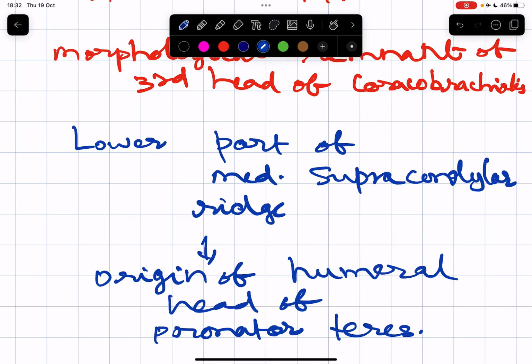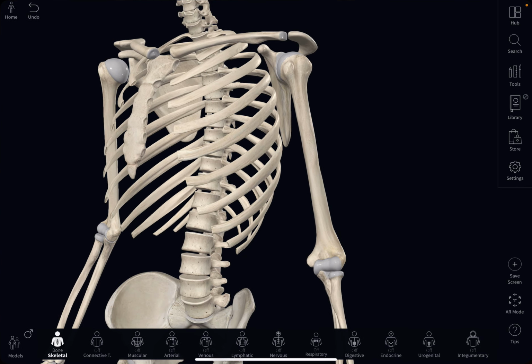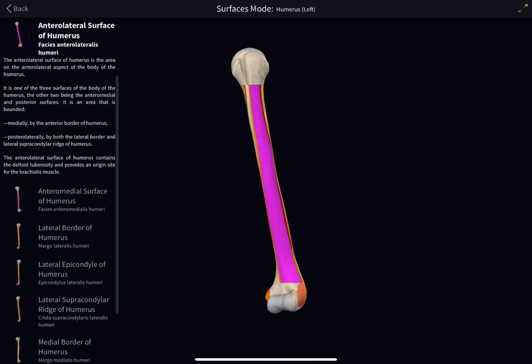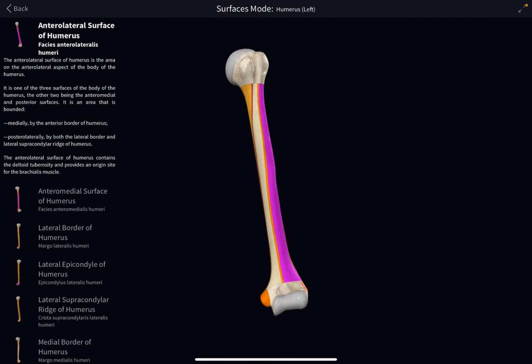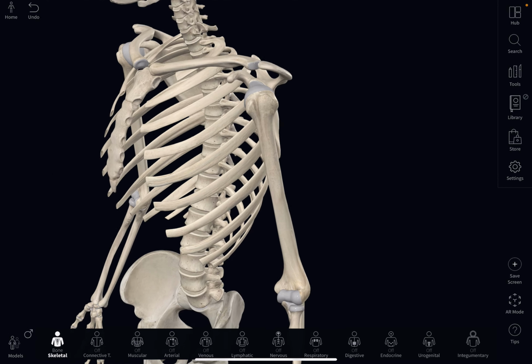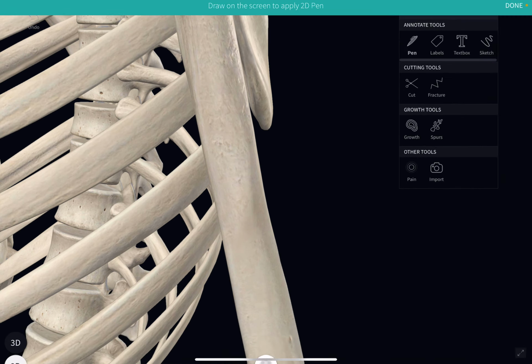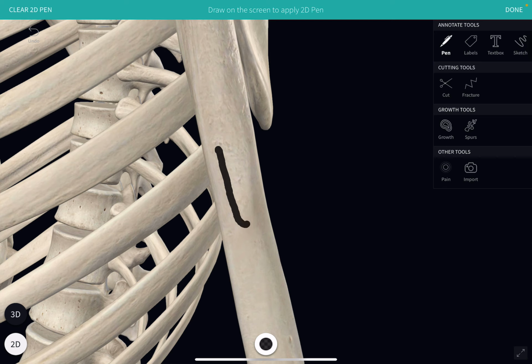Now coming to the anterolateral surface. Where is the anterolateral surface? Let me show you. This is the anterolateral surface, highlighted in pink color. It lies between the anterior border and the lateral border. That's why it's called the anterolateral surface. What we have in the anterolateral surface is a V-shaped deltoid tuberosity. You may be able to see this V-shaped deltoid tuberosity. This is actually for the insertion of the deltoid muscle.